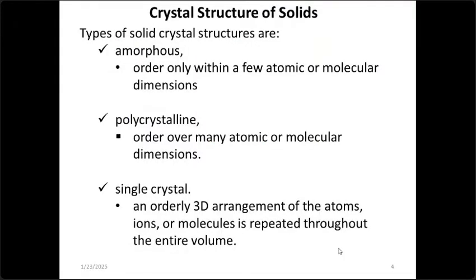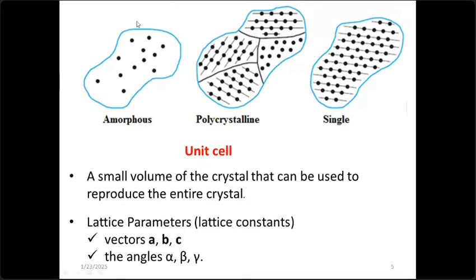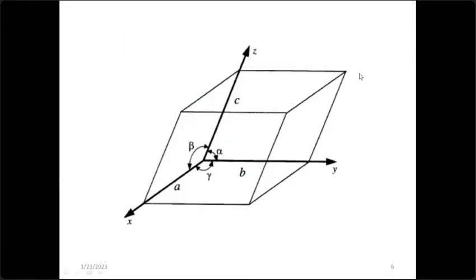The crystal structures we talked about, we said we have amorphous, polycrystalline, and single crystal. You can see amorphous, there's no order in the way the atoms are arranged. And polycrystalline, there is some order to some degree, and that order changes. But for single crystal structure, we have order throughout the volume and in 3 dimensions.